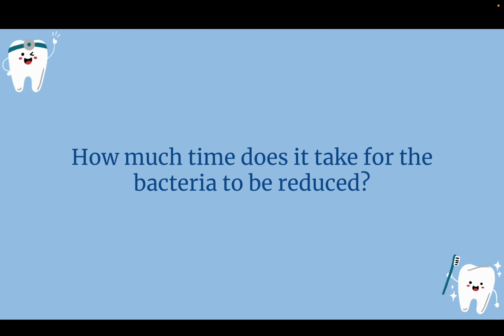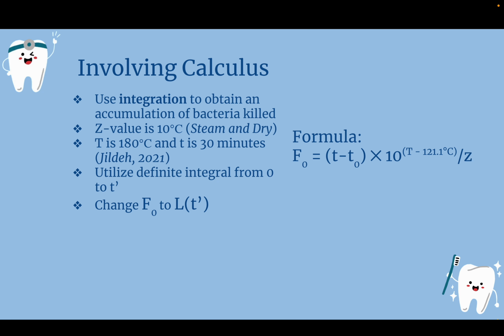So how much time does it take for the bacteria to be reduced? We can use integration to answer this question. By using integration, we can obtain an accumulation of bacteria being killed. Like I said before, Z value is 10 degrees Celsius, and after doing some research, I found out that typically for an autoclave, if an autoclave has a desired temperature of 180 degrees Celsius, then the time it takes to complete the full sterilization process is about 30 minutes. So capital T is going to be 180 degrees, and lowercase t is going to be 30 minutes.